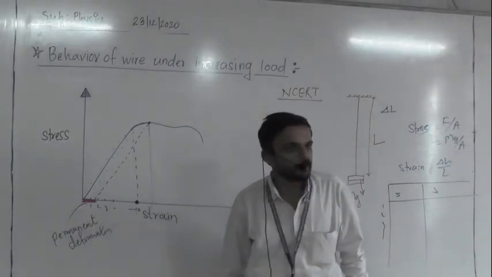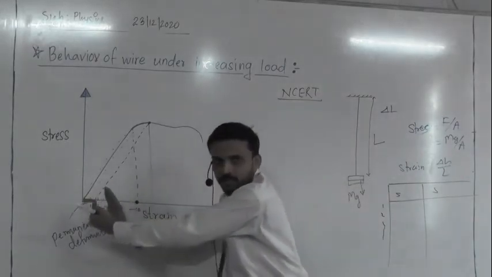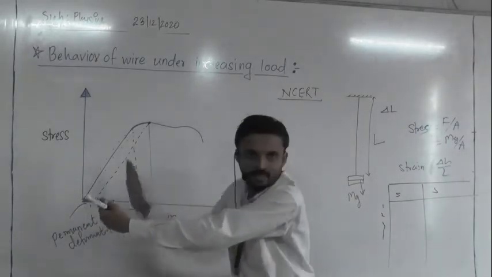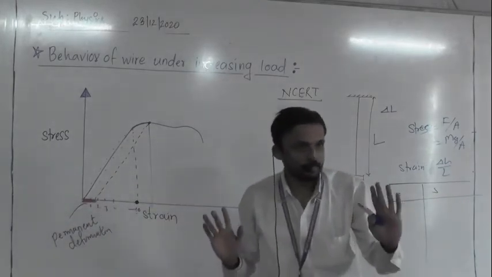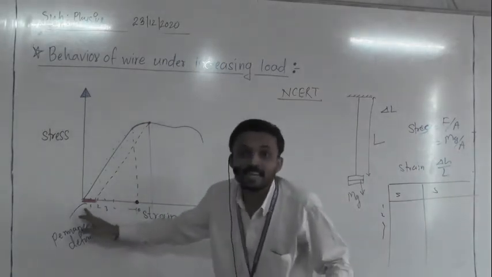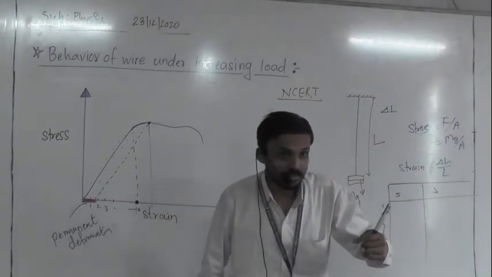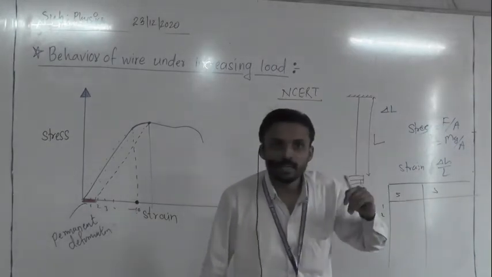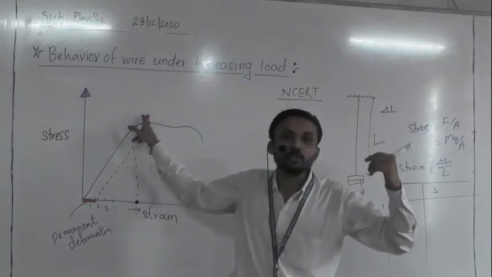for some range, there is some value of stress and some value of strain, and the stress to strain ratio is constant. After some value, it is observed that there is a permanent strain in the wire. So, for a wire of one meter, the length becomes 1.02.